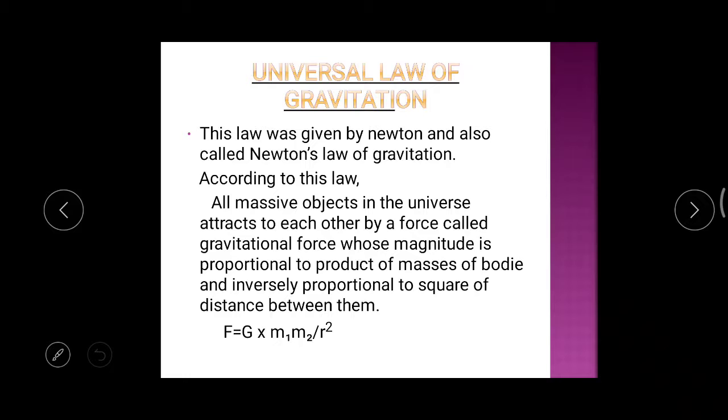So here you can see that F is equal to G into M1 M2 divided by R square, where M1 and M2 are the various masses. If you want to find the gravitational force between two masses M1 and M2, and the distance between them is R, then the equation is F equal to G M1 M2 divided by R square, where G is the gravitational constant.